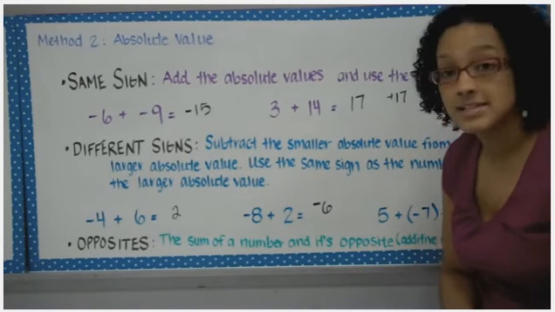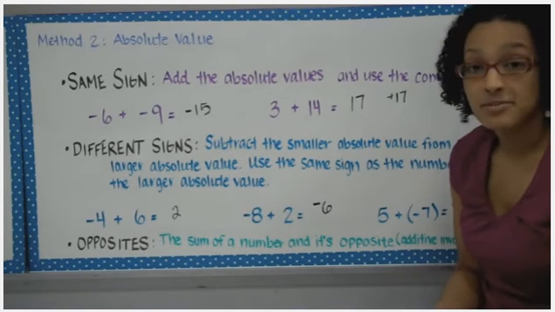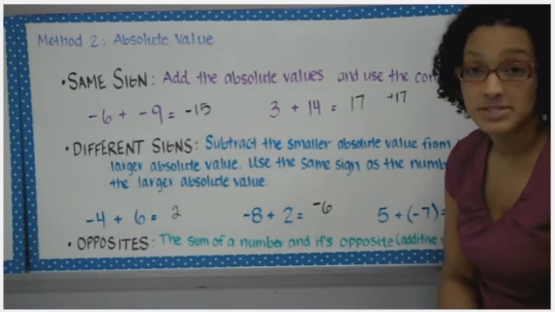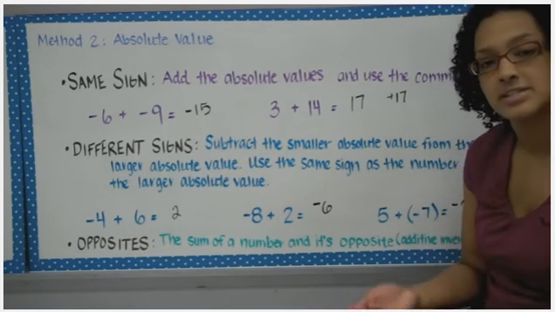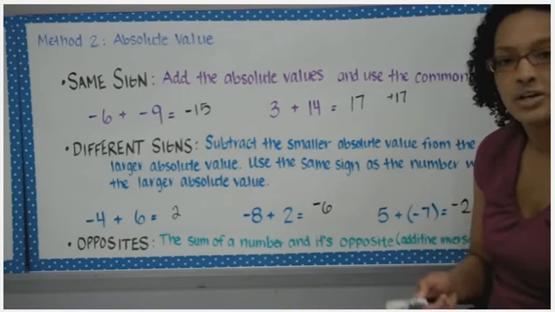The last thing to think about is if 2 numbers are opposites, the sum of a number and its opposite is always going to be 0. Negative 7 plus 7 is 0. Negative 8 plus 8 is 0. Negative 400 plus 400 is 0.